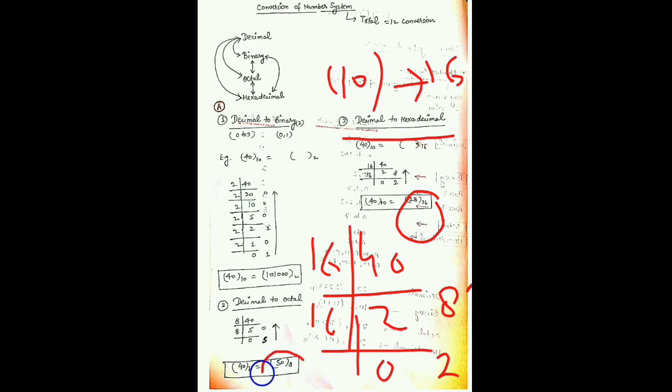Now you can see that the decimal number 40 in binary is 101000, in octal it is 50, and in hexadecimal it is 28. This is the conversion rule for a decimal number into binary, octal and hexa.